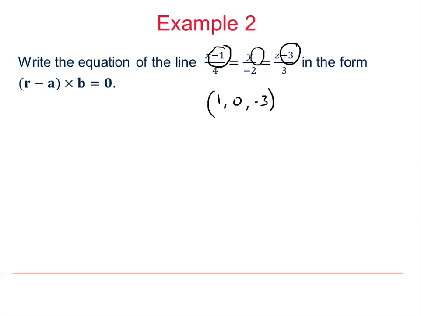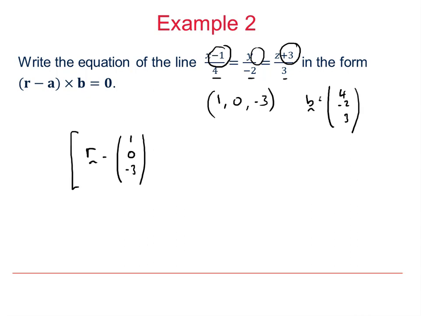And the direction vector is given by the numbers in the denominator, so that the vector b will be equal to 4, negative 2, 3. And therefore, we can change from the Cartesian form into our new form by simply doing r minus the vector for the point 1, 0, negative 3, cross product with the direction vector 4, negative 2, 3, and that must be equal to the 0 vector.